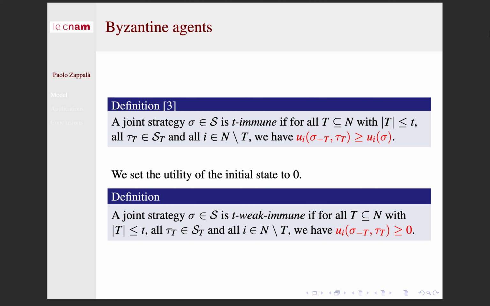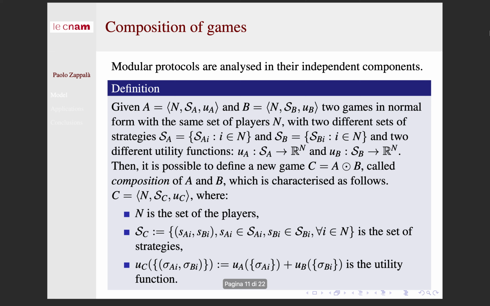So we find that this property is easier to detect, and also is more often found in a practical situation. Some protocols are made of different independent components, and our method of analysis consists in analyzing them separately with different games. That's why we introduce an operator called composition of games, which basically consists in playing 2 or more games at the same time.